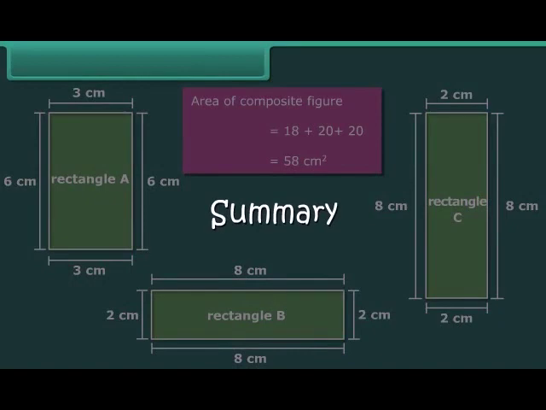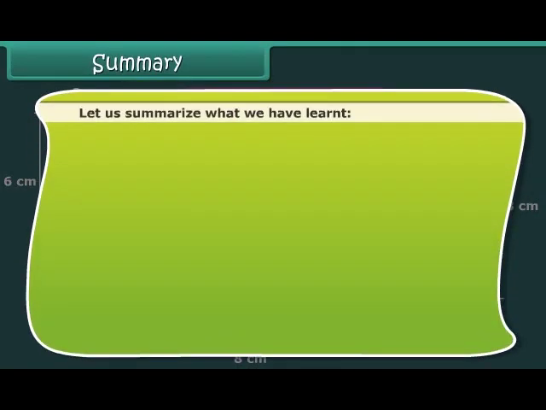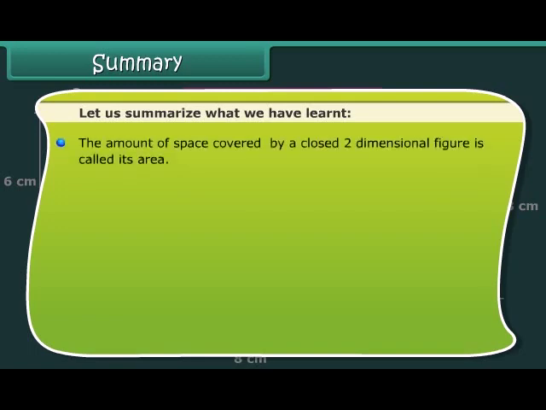Summary. Let us summarize what we have learned. The amount of space covered by a closed two-dimensional figure is called its area. Area of a figure can be calculated by the counting the square method.